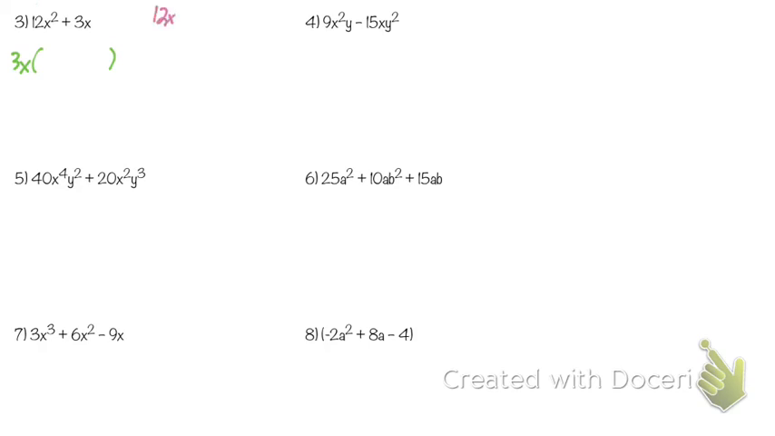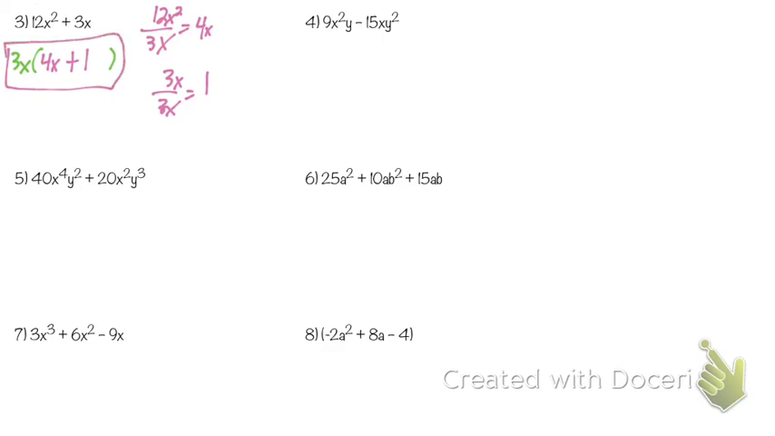So you can practice 12x squared divided by 3x. 4, I heard it? X, because 2 minus 1. So we're going to be having a 4x here. Then 3x divided by 3x is what? 1. So plus 1.